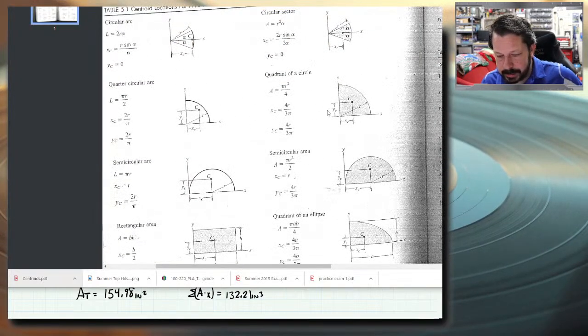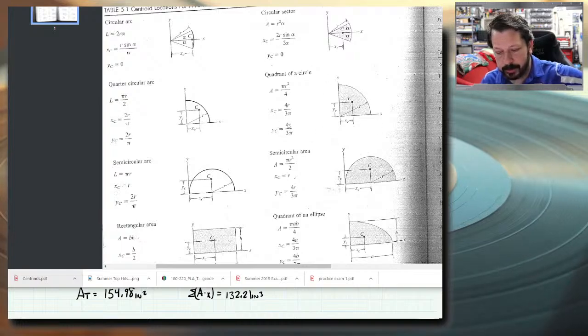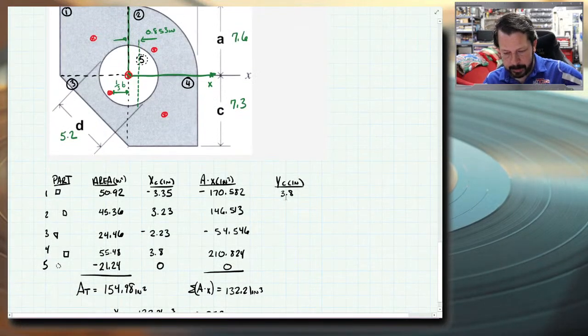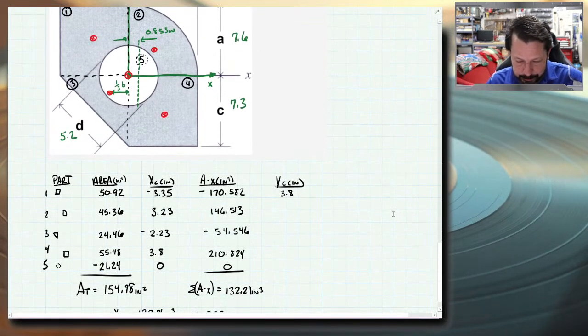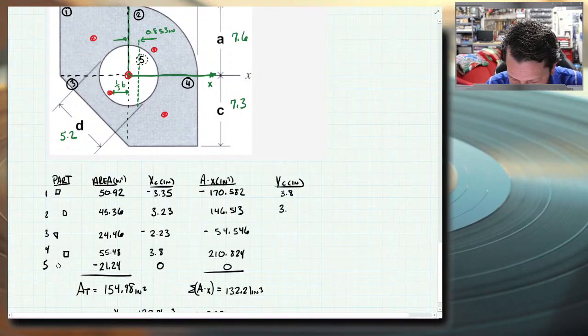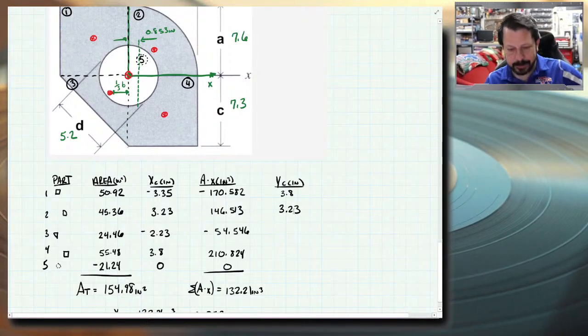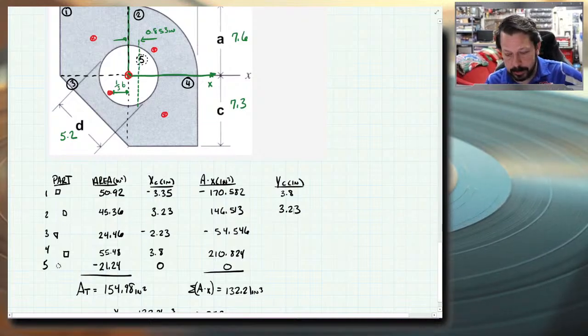Turns out that y sub c and x sub c for a quarter circle are the same calculation, which makes sense when you think about it. So 4r over 3 pi. So it's actually going to be the exact same number, 3.23. It's the same radius, and 4, pi, and 3 are constants.